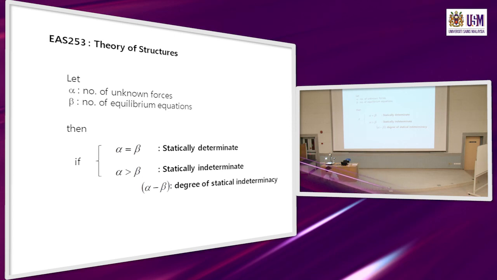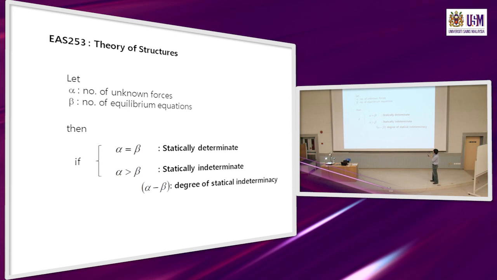But the important thing is we use alpha to represent the number of unknown forces. If unknown forces equal the number of equilibrium equations, then statically determinate. If unknown forces are more than that, statically indeterminate. In our lectures, we use alpha for this, beta for this. And if this is more than this, then the difference, which is alpha minus beta, is called the degree of statical indeterminacy. For example, 4 minus 3 is equal to 1. 1 is called the degree of statical indeterminacy.